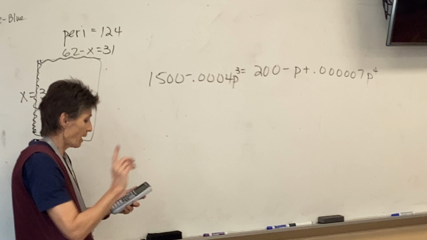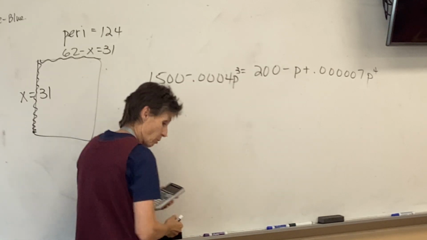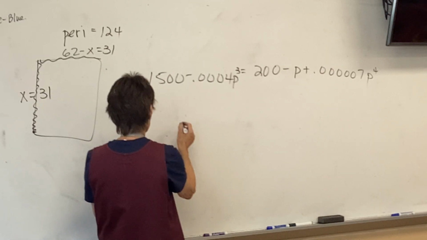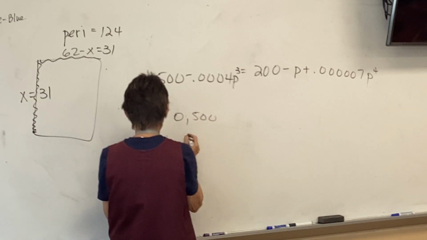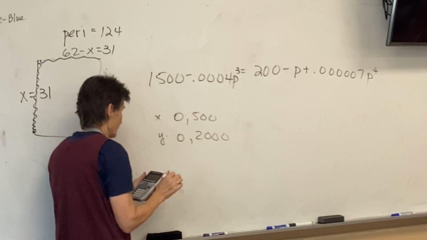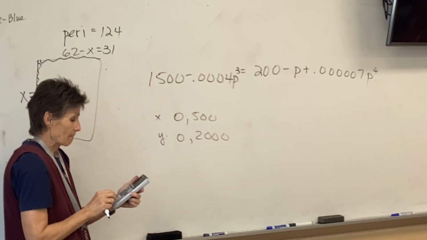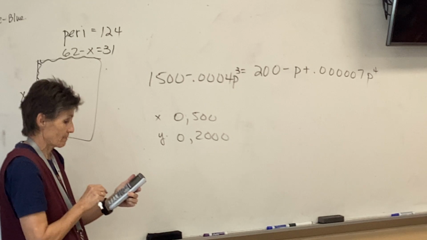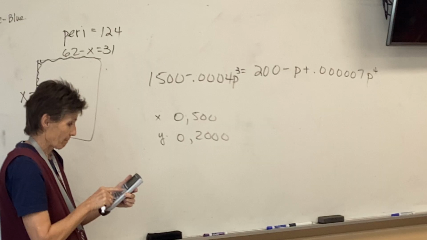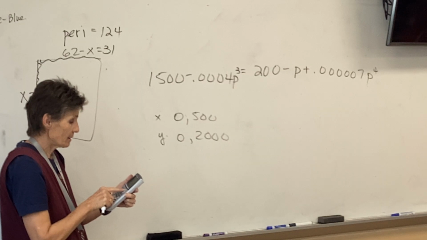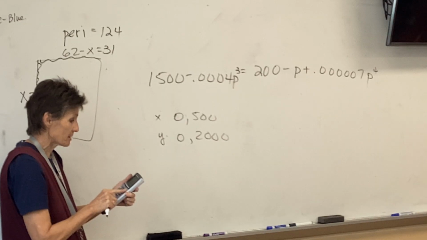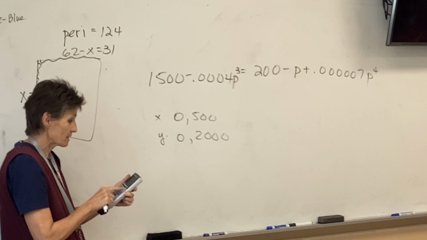What's your breakdown? I finally got it. I had to go bigger than I thought I was going to have to go. Try this window. X's are 0 to 500 and Y's are 0 to 2,000. Try that window, and they should cross. And how did I know that? I didn't. I just was patient and played with it for a second.